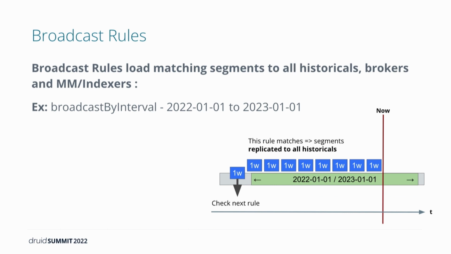And finally, broadcast rules. Broadcast rules are less common. They allow you to, again, match based on whatever the time frame is for the rule. But segments that match this rule will get replicated to all historicals. So you get a broadcast, right? All historicals, all brokers, and all indexers. This is typically used for very small data sources that you want everywhere. You may be using them for joins, and therefore having them in the brokers is useful as well. But anyway, they're copied everywhere and used everywhere for broadcast kind of joins.